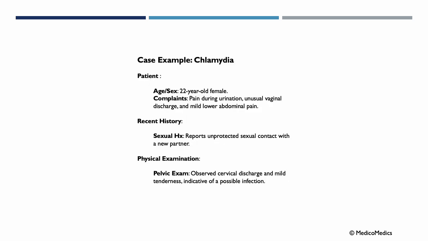So let's just briefly take a look at a case example of chlamydia. We have a 22-year-old female. She complains of pain during urination, unusual vaginal discharge, and mild lower abdominal pain. Recently, she reports that she has had unprotected sexual contact with a new partner. We do a pelvic exam and we observe cervical discharge and mild tenderness, indicative of a possible infection.